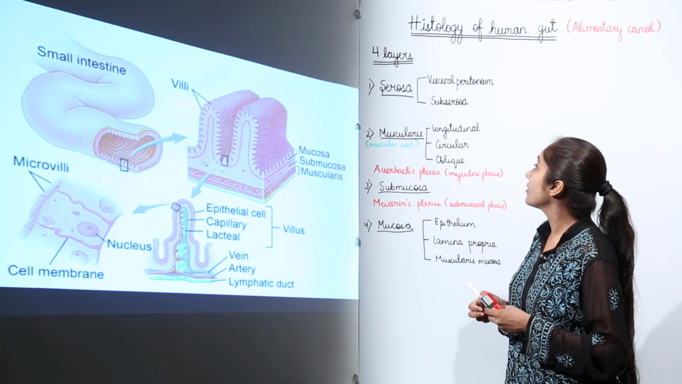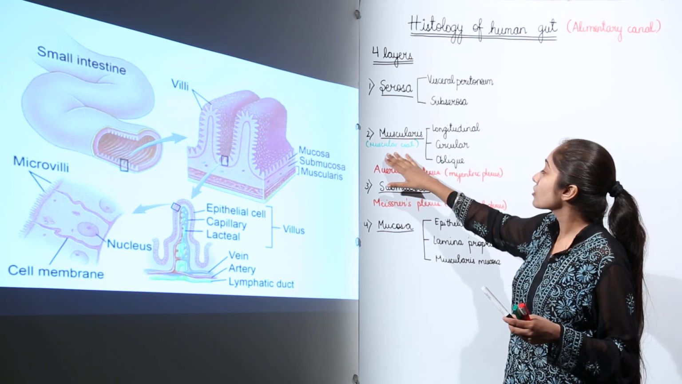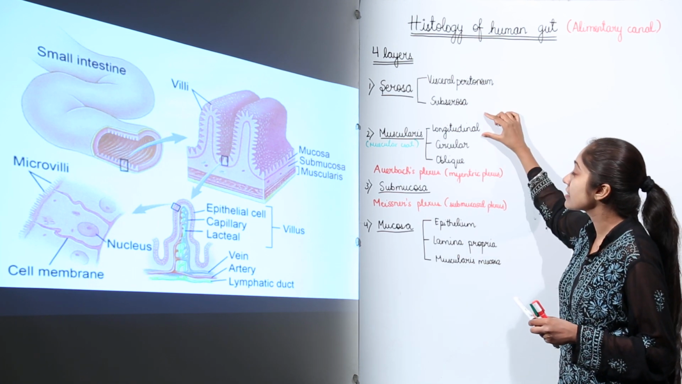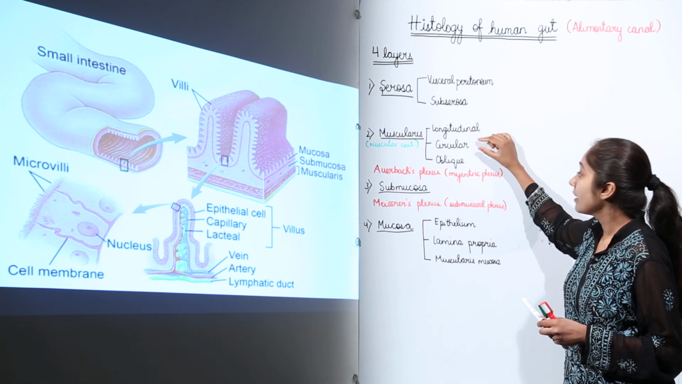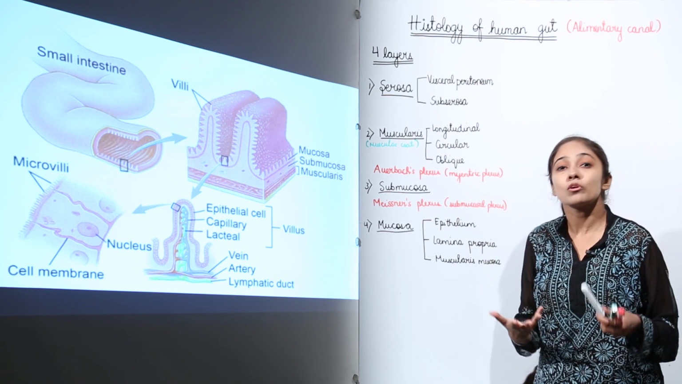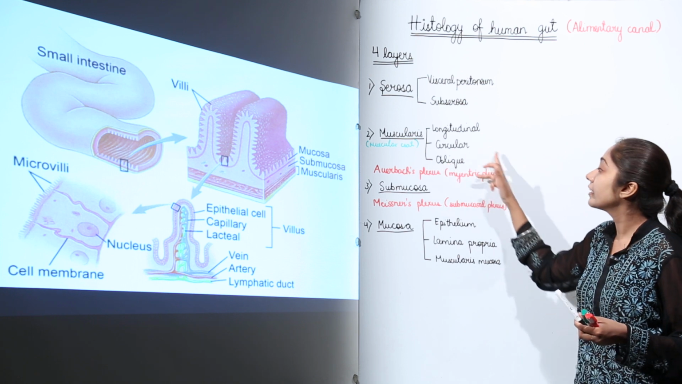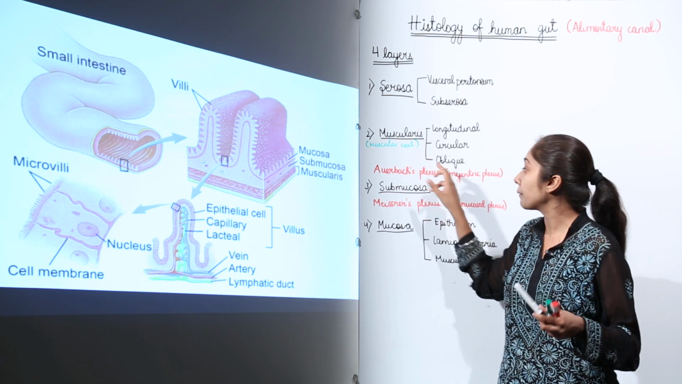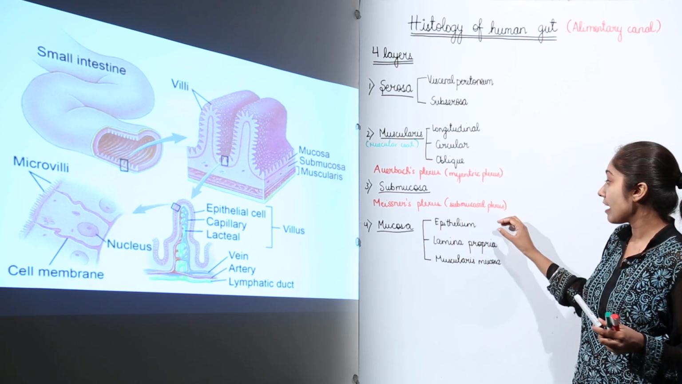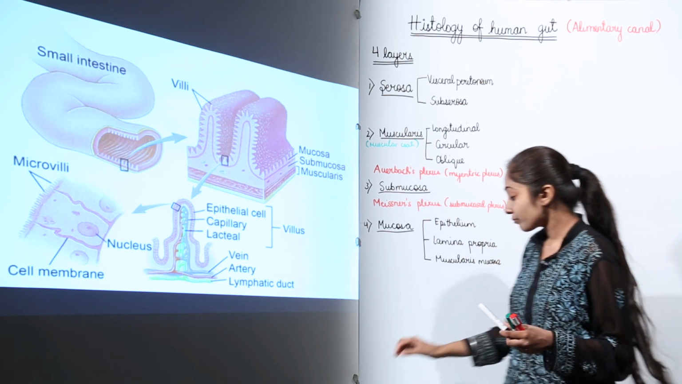Now under serosa we have a visceral peritoneum and subserosa. Under muscularis or the muscular coat we have 3 different types of muscle layers. We have a longitudinal muscle layer, circular muscle layer and the oblique muscle layer, right. Oblique muscle layer is in the case of stomach only, it is not there in the case of esophagus and intestines. Then we have submucosa and mucosa. In mucosa we have the epithelium, lamina propria and the muscularis mucosa.